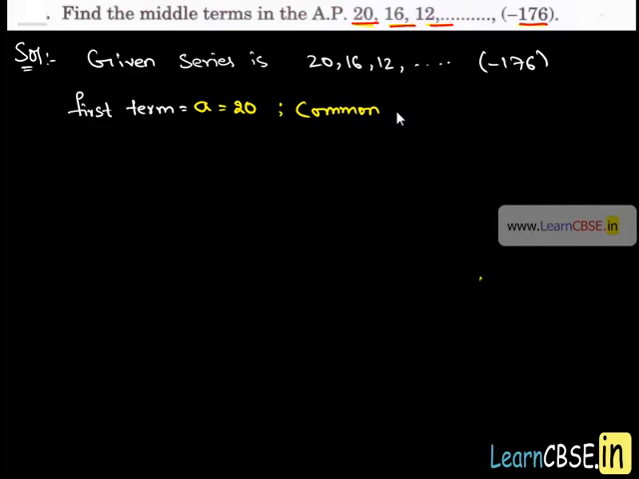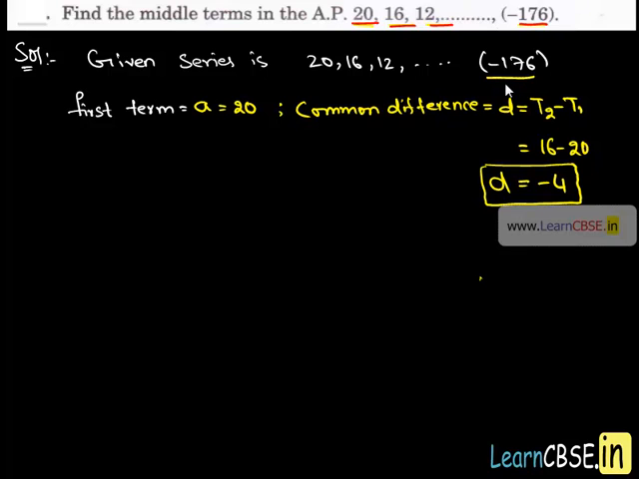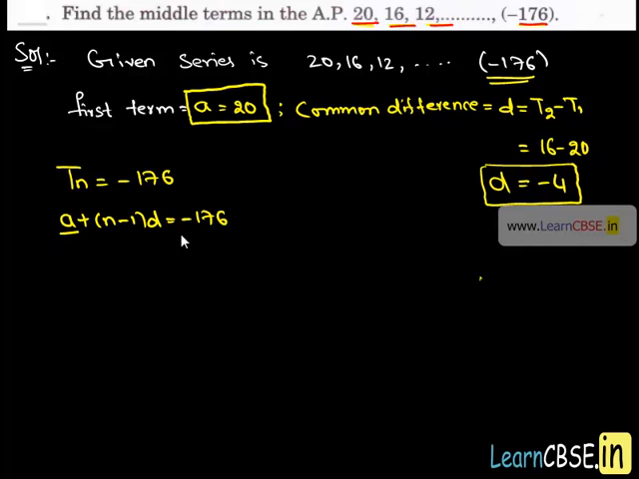We know that the common difference is the difference between a term and its preceding term. If we take T2 as a term and its preceding term is T1, then T2 minus T1 is the common difference. In this series, the common difference is 16 minus 20, which is negative 4. Here, the last term is negative 176. Let it be the nth term. If A is the first term and D is the common difference, then the nth term of an AP is A plus n minus 1 times D, which is equal to negative 176.